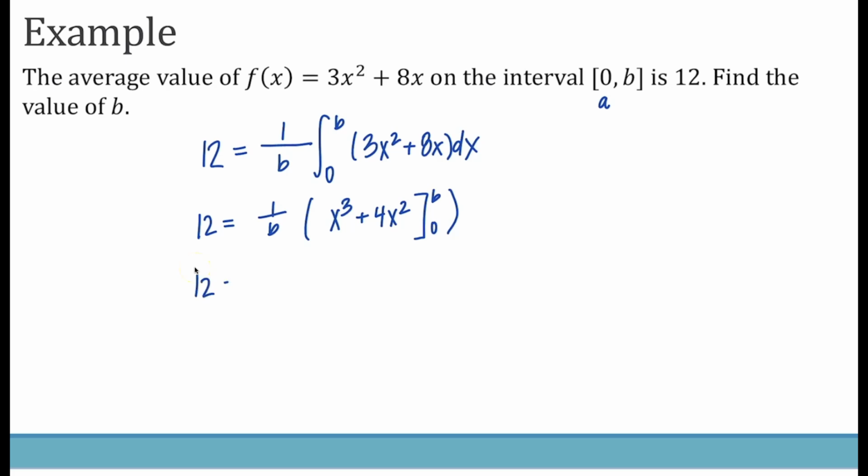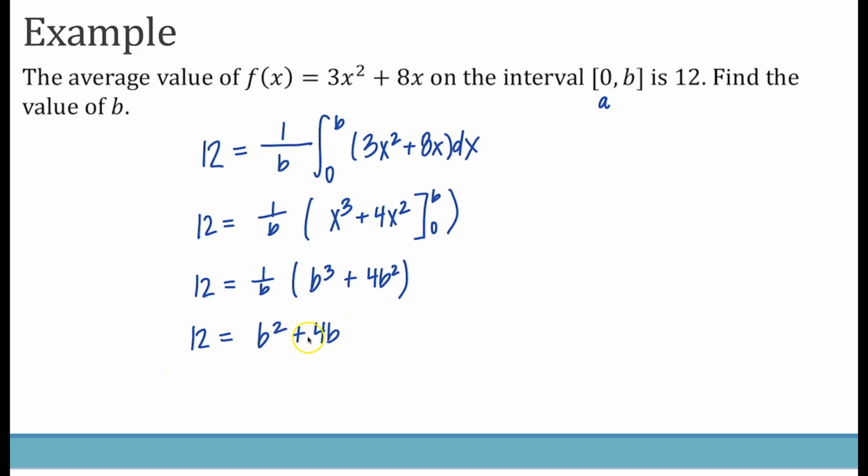So we have 12 equals 1 over b. Then we'll have b cubed plus 4b squared, and then minus, well, if I plug in 0 to these x's in the polynomial, that's going to be gone, so we really just have those two terms. Now, let's distribute in the 1 over b. That'll be nice. Then we'll just have b squared plus 4b.